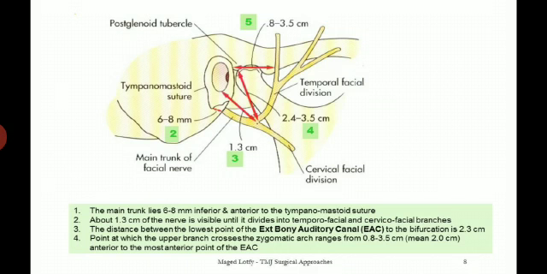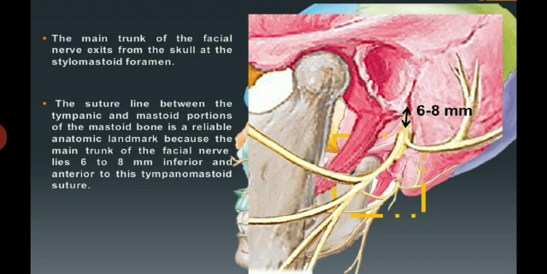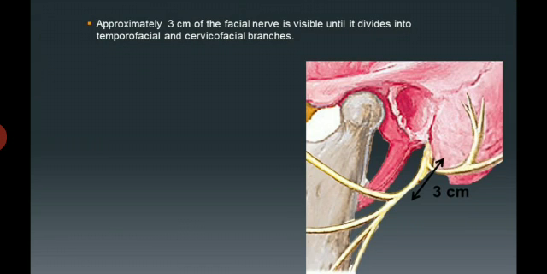Now the surgical anatomy. The main trunk of the facial nerve exits from the skull at the stylomastoid foramen. The suture line between the tympanic and mastoid portions of the temporal bone is a reliable anatomic landmark because the main trunk of the facial nerve lies 6 to 8 mm inferior and anterior to this tympanomastoid suture. Approximately 3 cm of the facial nerve is visible until it divides into temporofacial and cervicofacial branches.